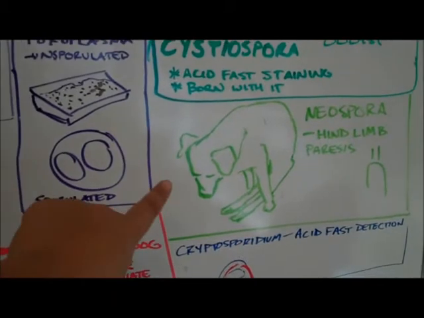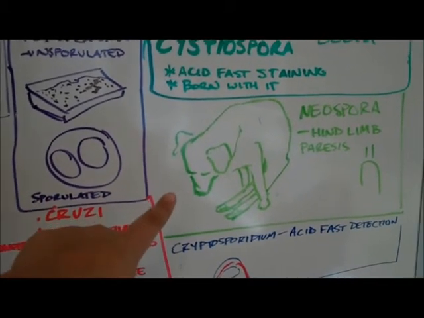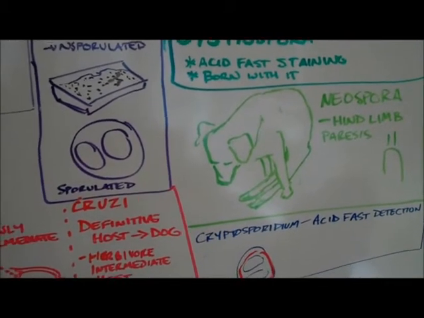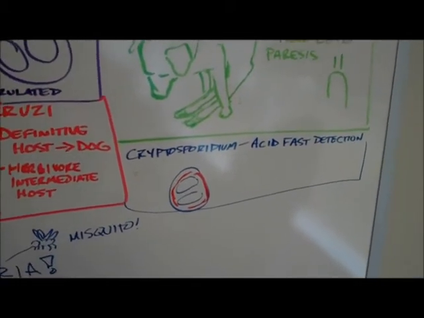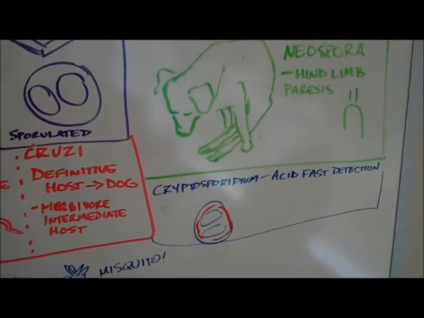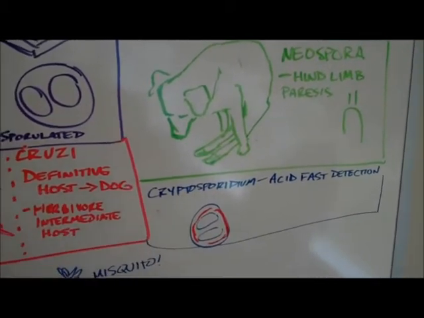Then we've got Neospora, which causes hind limb paresis. That's a very sad dog, because he can't use his back legs. Then we have Cryptosporidium, which is detected by acid-fast staining, and it turns pink.